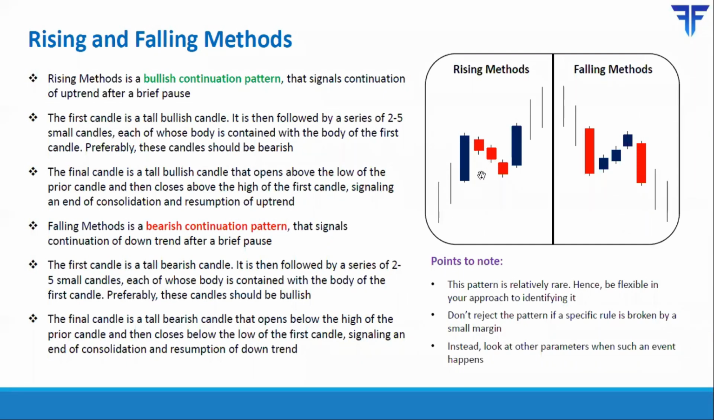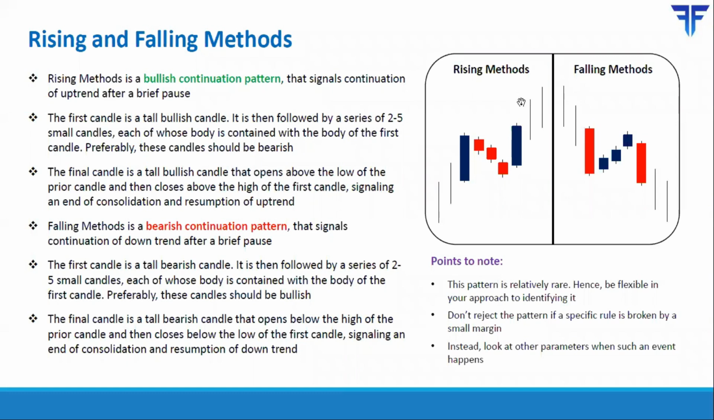So what this tells you is that the prevailing trend was up, a very bullish candle formed, indicating that buyers are still very much strong. This bullish candle was then accompanied by anywhere between 2 to 6 small bodied consolidation candles, each of whose real body was contained within the range of the real body of the first candle. And then finally, you had a tall bullish candle emerging again, which went above to close beyond the high of the first candle. So by the time the final candle of the rising method completes, it tells you that the uptrend has resumed again. So uptrend followed by consolidation and resumption of uptrend again.